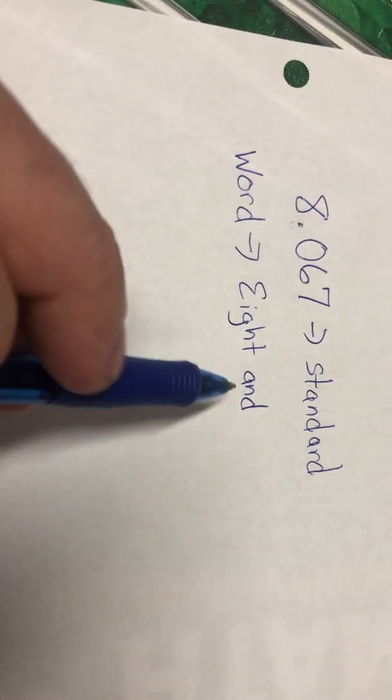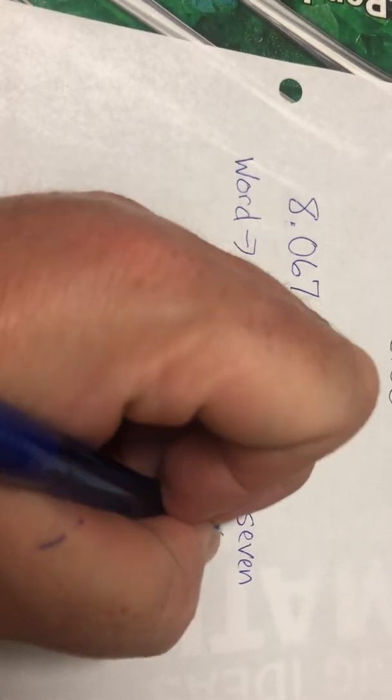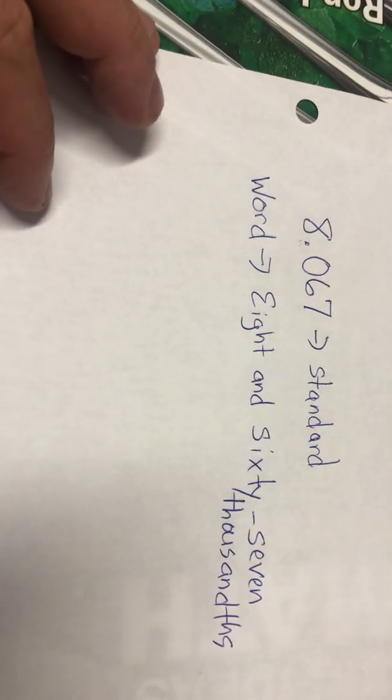So that's exactly what I write. 8 and 67 thousandths, and that would be word form.